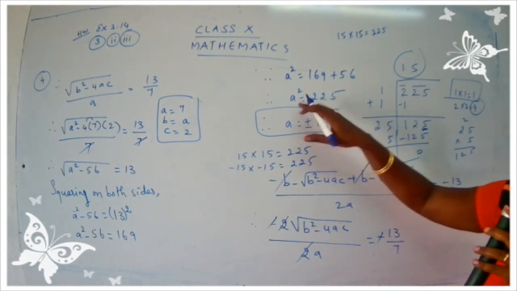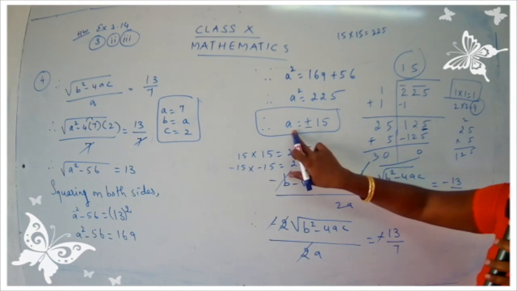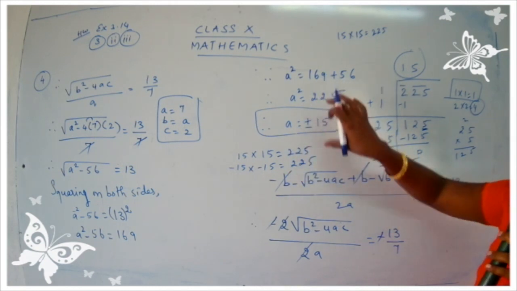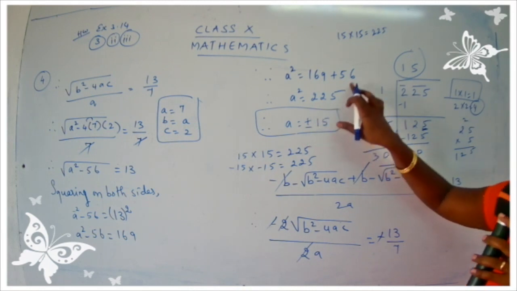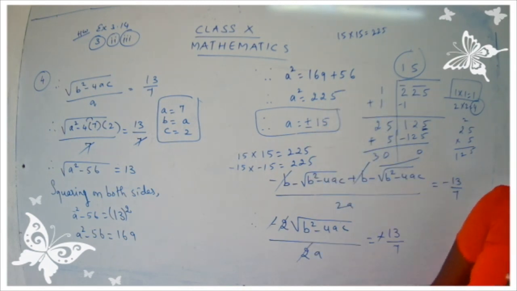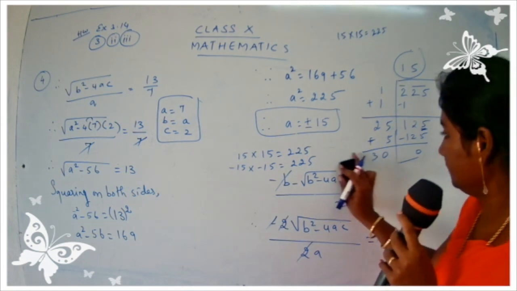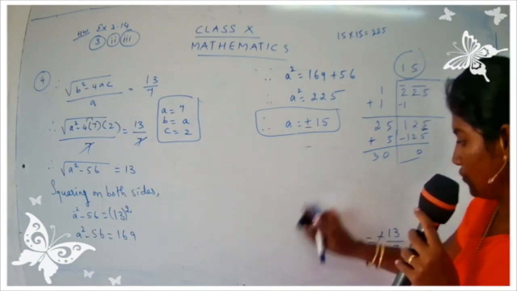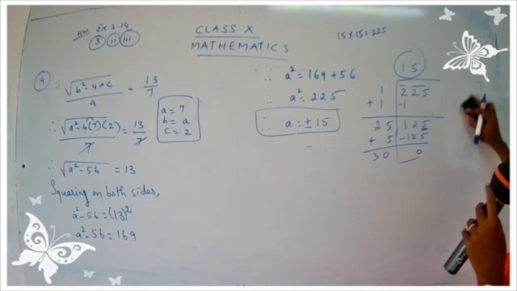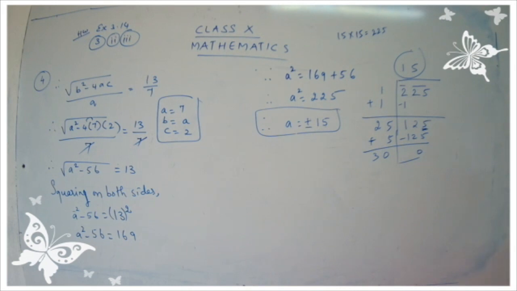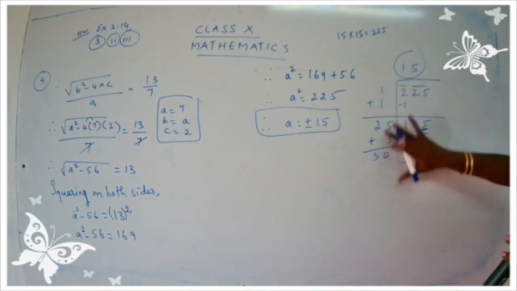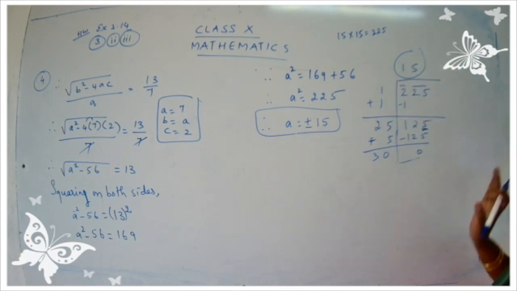Whenever you remove the square root, you have to write the value for A as plus minus the particular value. So here you are finding the square root of 225. So the answer is plus minus 15. So write down the answer. So we have found the unknown value A. What is the value for A, children? Yes, plus minus 15. You have to show this long division method in your right corner.